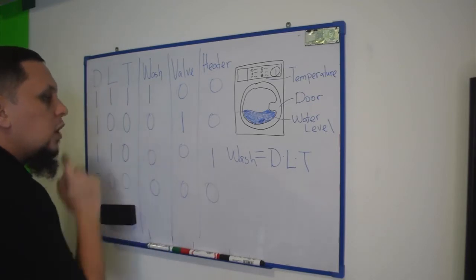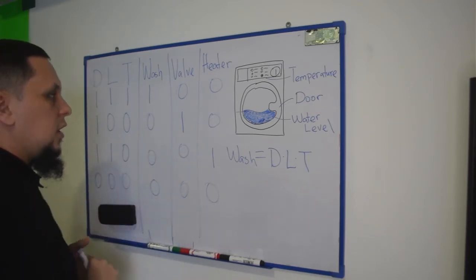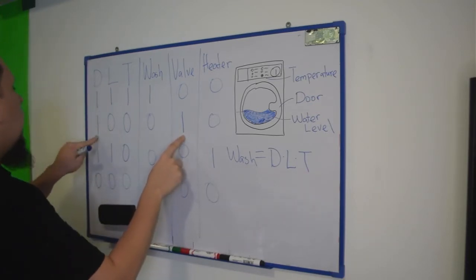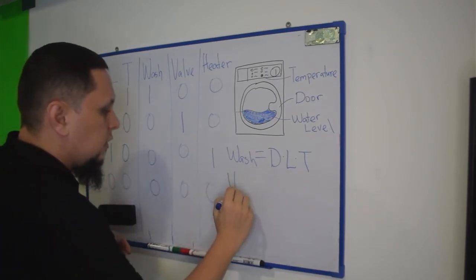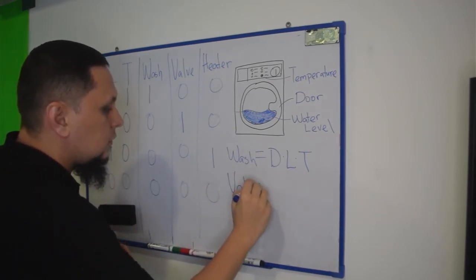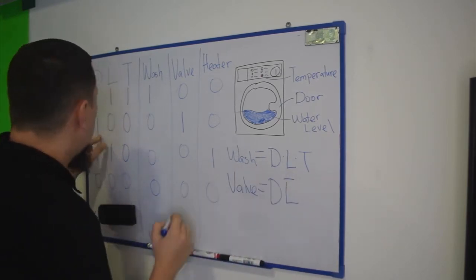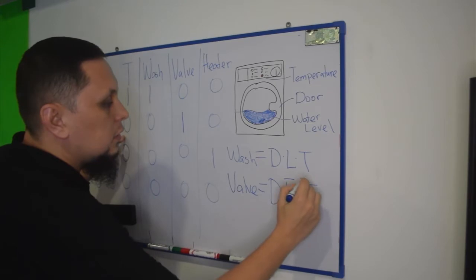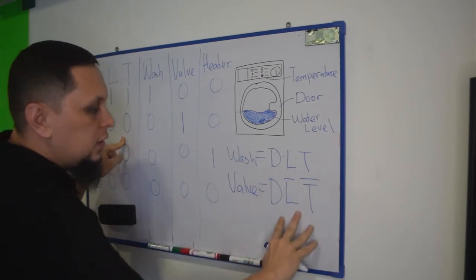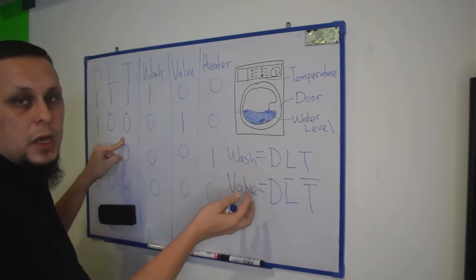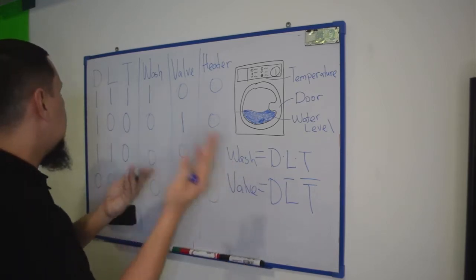Next, when are we going to turn on the valve? Let's write the valve equal to, when D is high, but L is low, and T is low. In this case, we're going to open the valve and start filling up the tank.